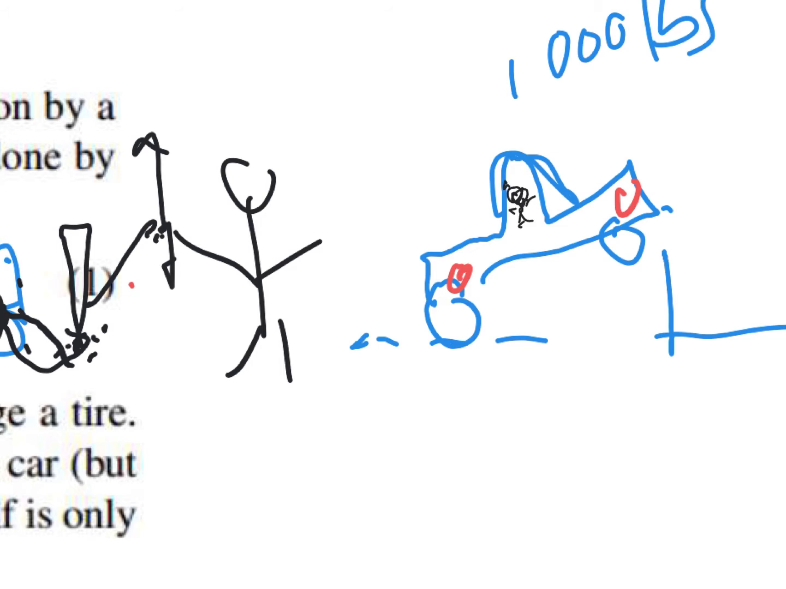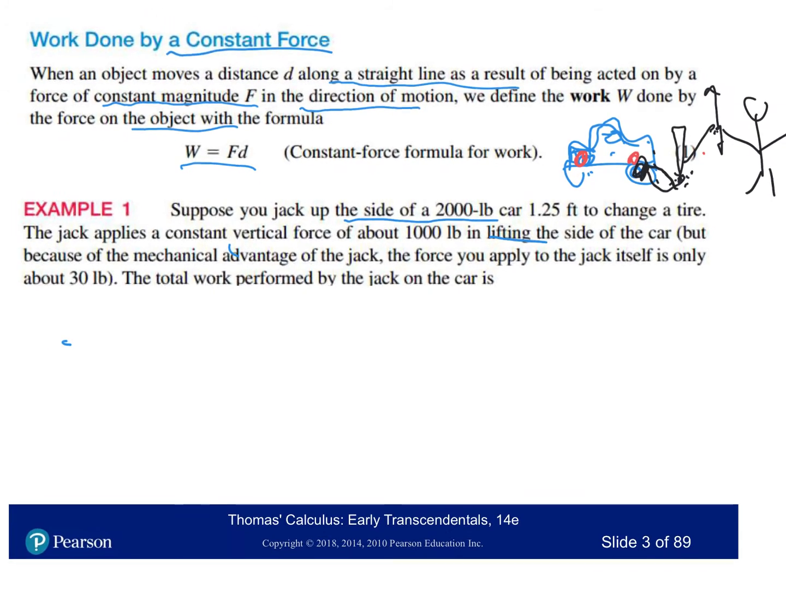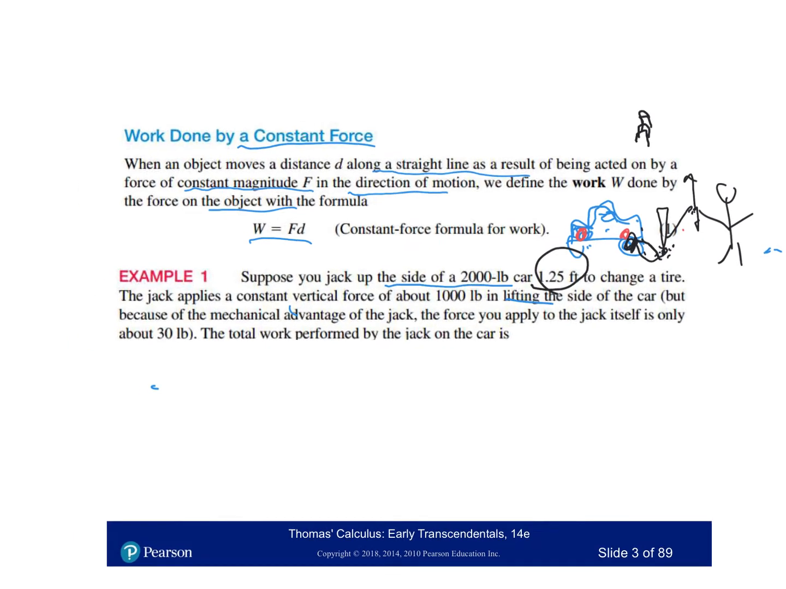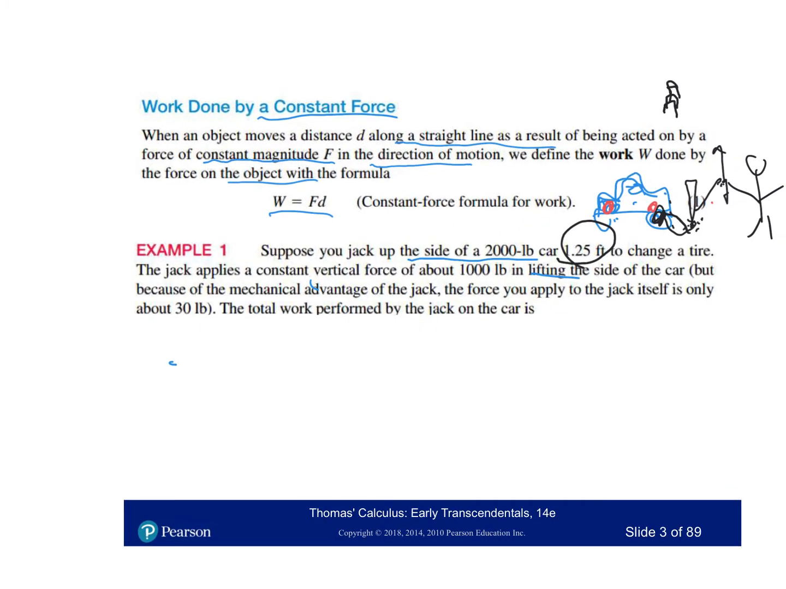So anyway, you jack up 1,000 pounds of the 2,000, and every time you hit click, it moves up a little bit. Click, click, click. Maybe you have to press it 5 times to get 1.25 feet to change the tire. The jack is always applying a constant force.